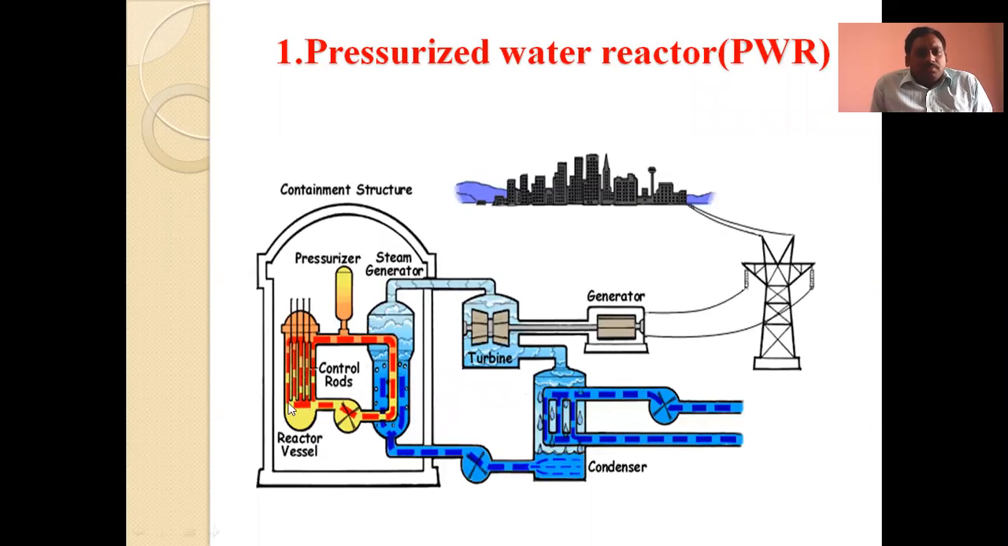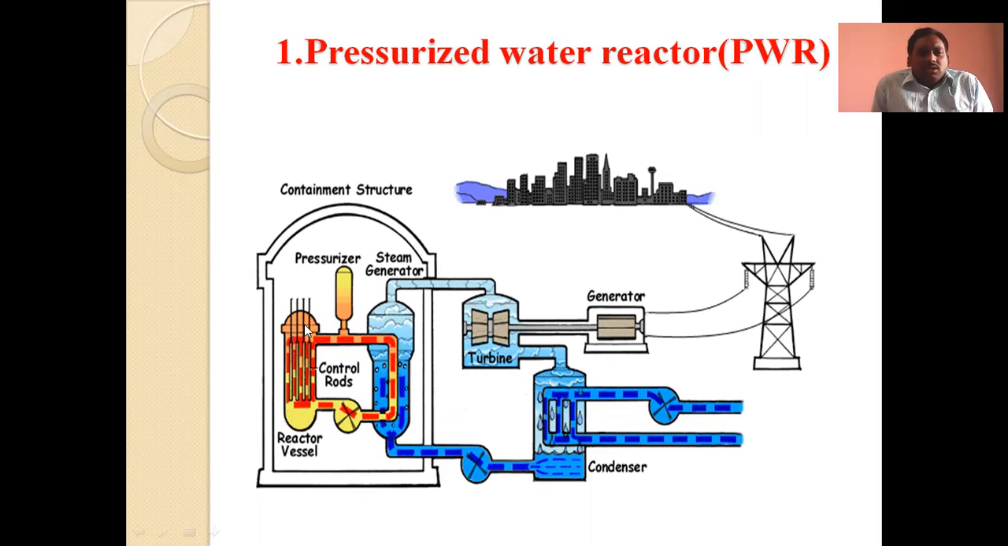So see here, this portion is called the reactor. I have also shown the reactor vessel here, and these are the control rods. These are the fuel rods, and the moderator is a coolant. Light water is also a moderator, so it is coolant as well as moderator.